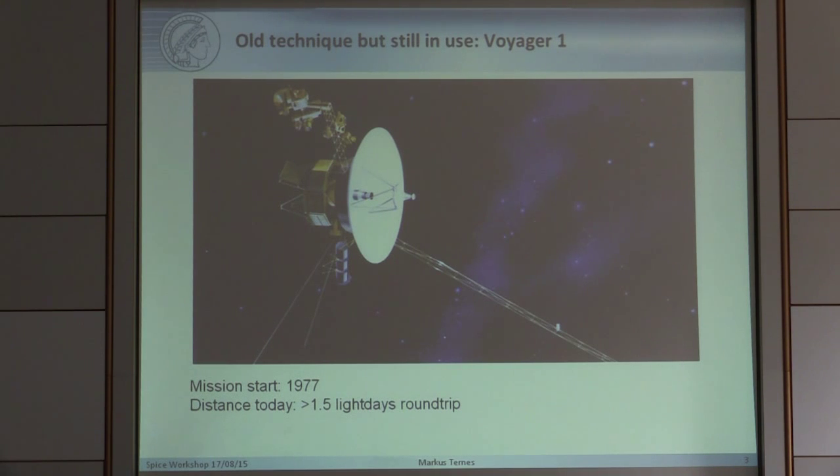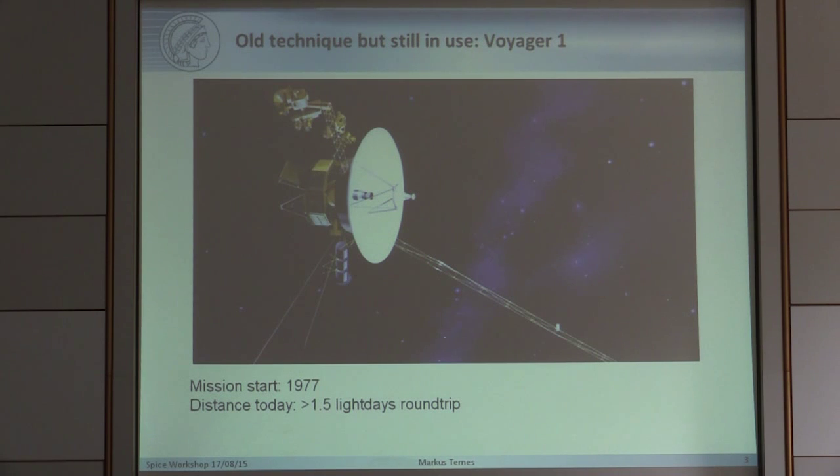You may have heard about this, but maybe it's no longer in your mind: Voyager 1 is the most distant machine man has built, right? And it started in 1977. If you look at the Deep Space Network, you can still see daily messages from Voyager 1 and Voyager 2, which they receive with a baud rate of 160 bits from a distance.